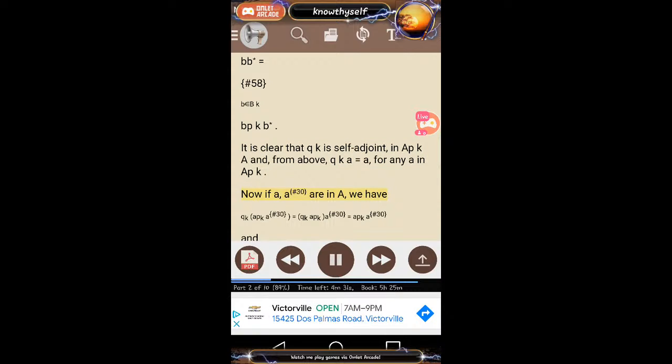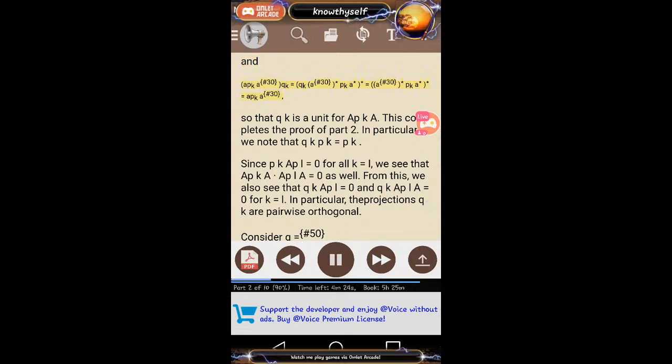Now if a, a' are in A, we have Q_k a P_k a' = a P_k a'. And a P_k a' Q_k = a P_k a', so that Q_k is a unit for A P_k A. This completes the proof of part 2. In particular, we note that Q_k P_k = P_k.